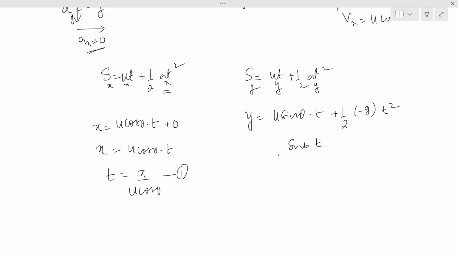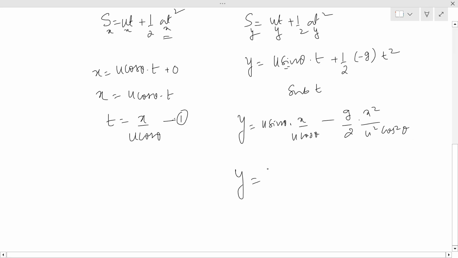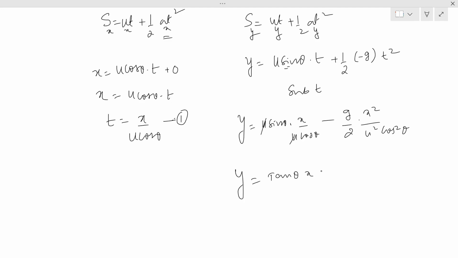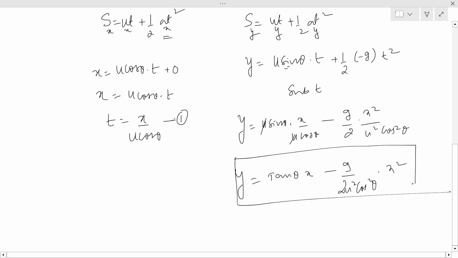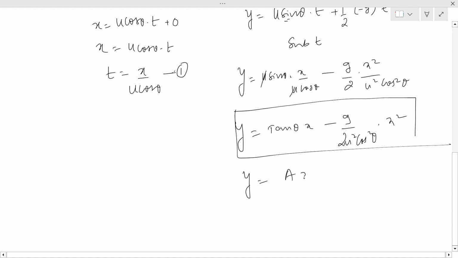Now substitute the t value in this. So y equals u sin theta, times the t value x by u cos theta, minus g by 2, times t square, which is x square by u square cos square theta. So y equals, u cancels, sin by cos is tan, so tan theta x minus g by 2u square cos square theta into x square. So we got this equation. This is called the equation of a parabola. It looks like ax minus bx square.